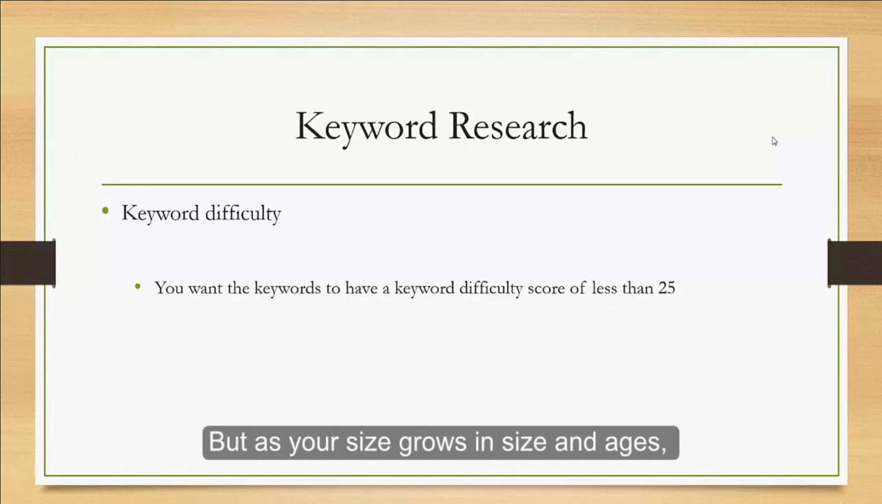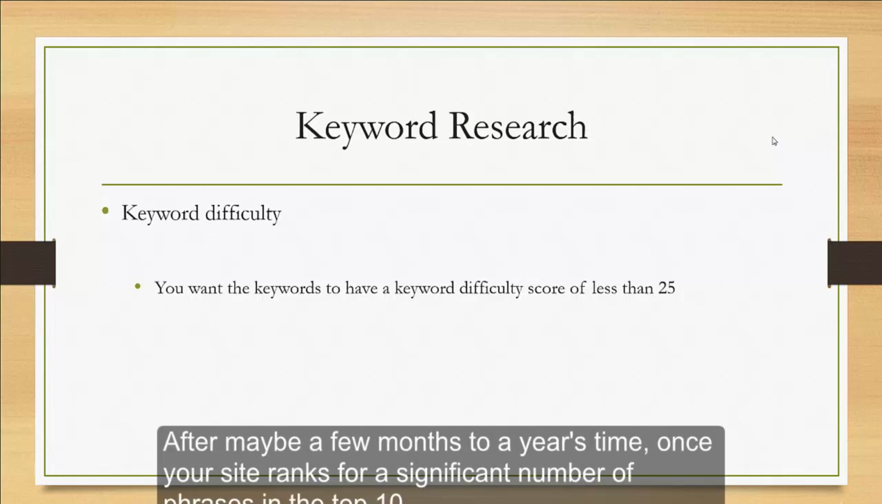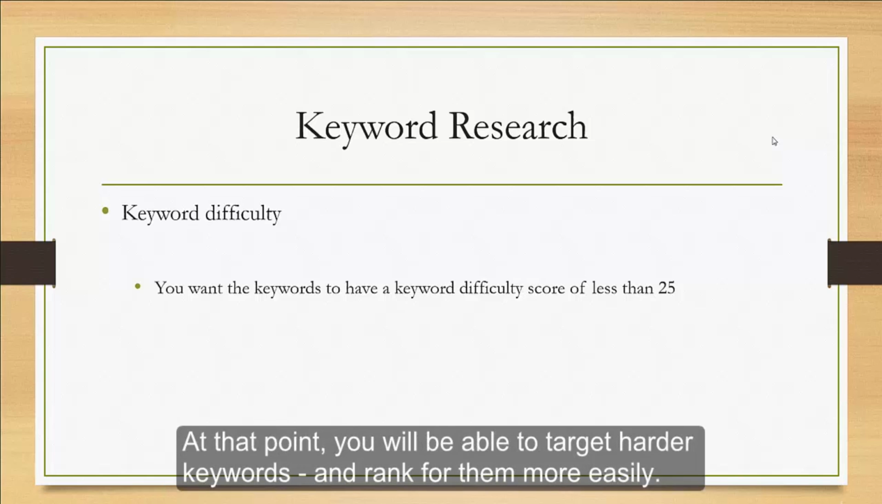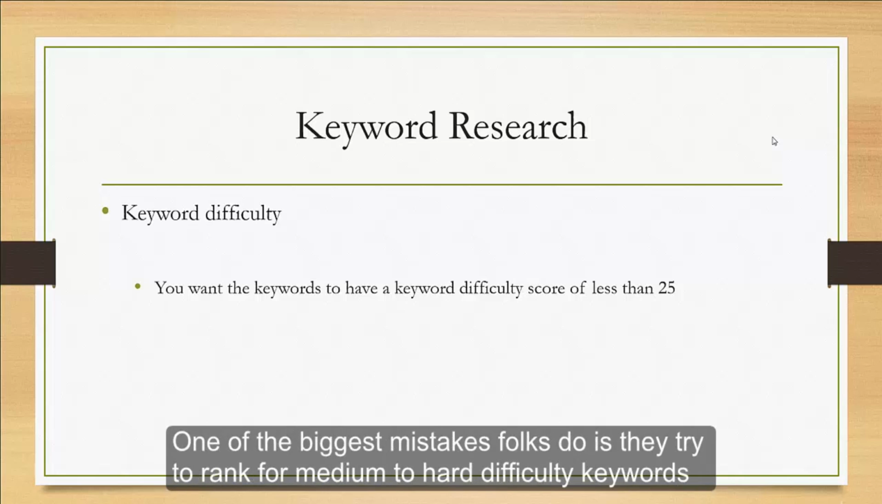But as your site grows in size and ages, Google will start trusting your site more. After maybe a few months to a year's time, once your site ranks for a significant number of phrases in the top 10, your site would have become more trusted. At that point, you will be able to target harder keywords and rank for them more easily.